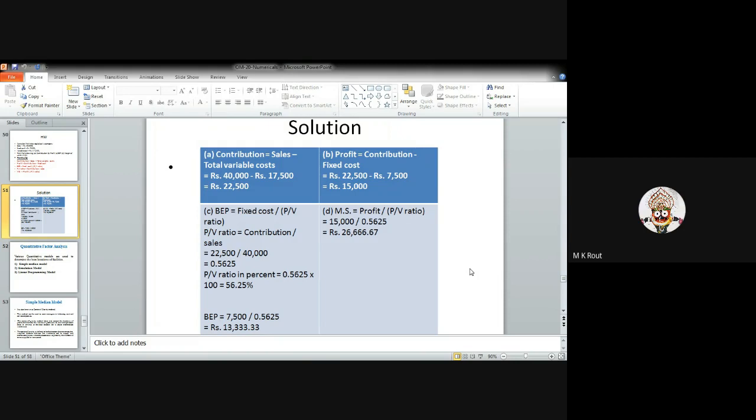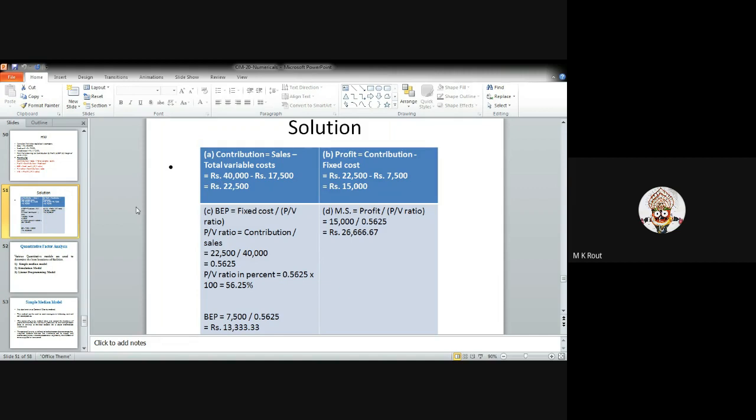And the last one, calculating the margin of safety, that equals profit divided by PV ratio. In case of profit, we have already calculated 15,000, divided by 0.5625, that equals 26,666.67. Is it clear? Yes, sir. Okay, try to solve another one.